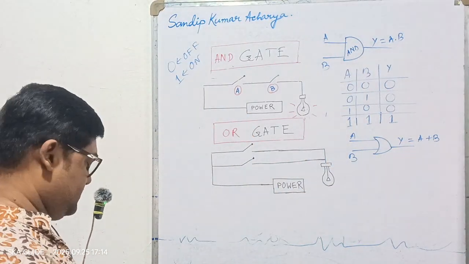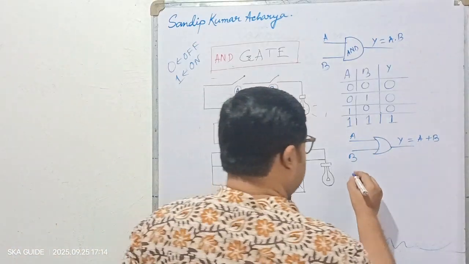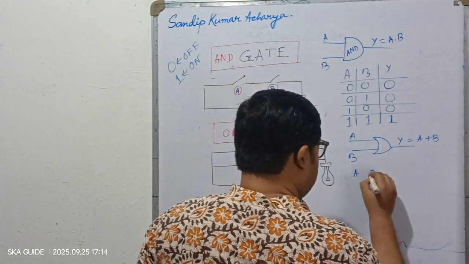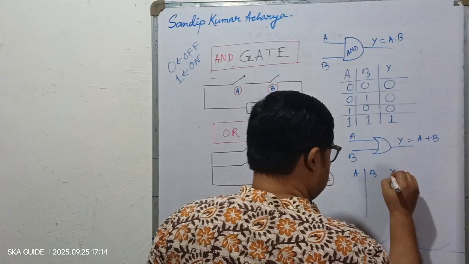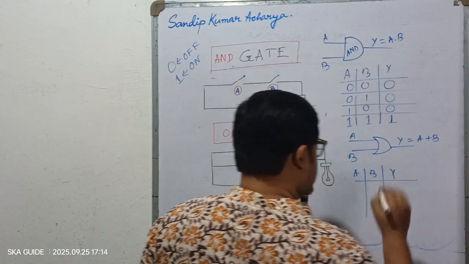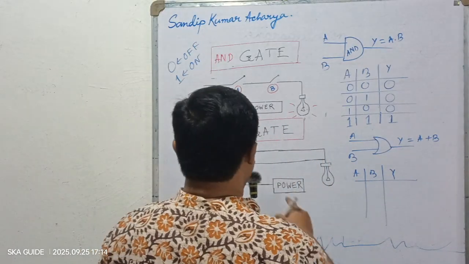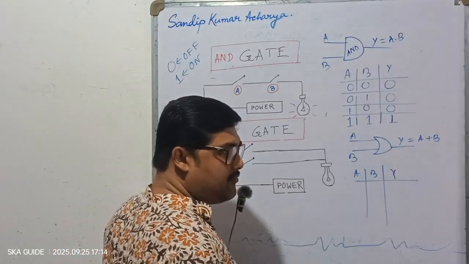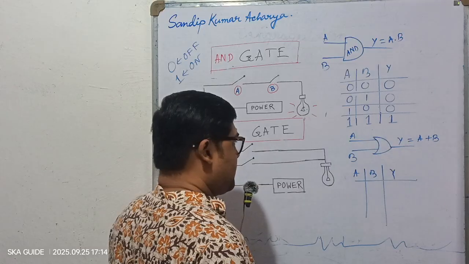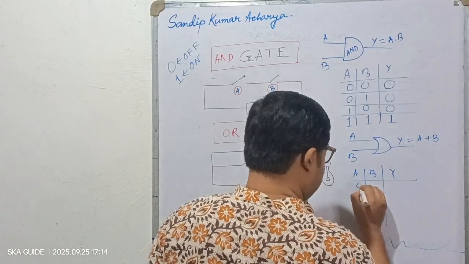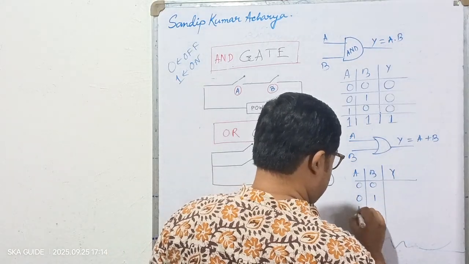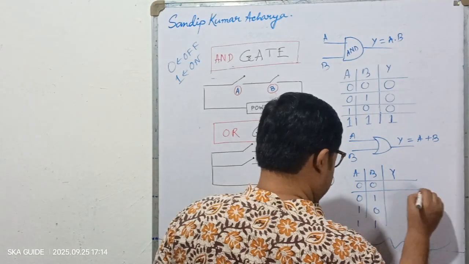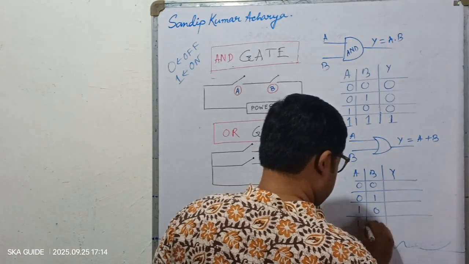Now we are quickly drawing the truth table for OR gate also. So for two inputs in the OR gate we have four combinations: 0 0, 0 1, 1 0, 1 1. So this is our scenario here.